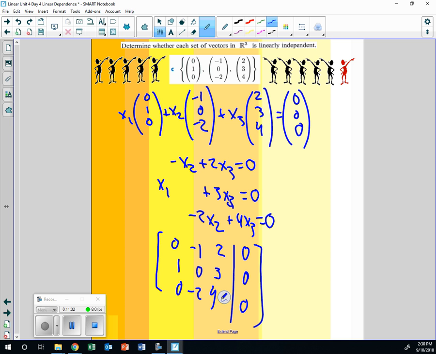X3, right? So here's what I would do. I would say that 3x3 equals negative x1 and 4x3 equals negative 2x2, right? And up here we have 2x3 equals x2, right?